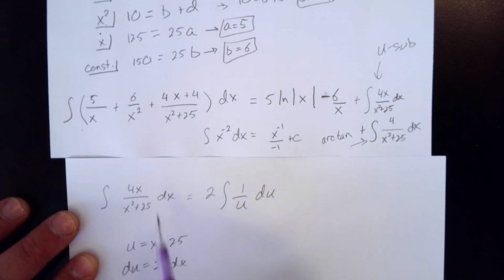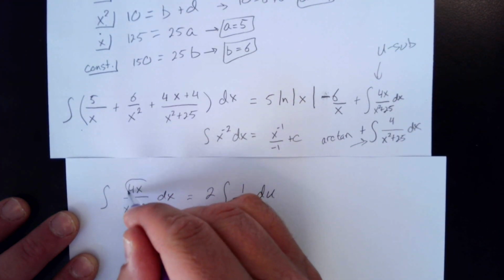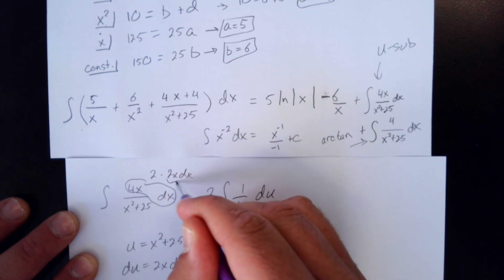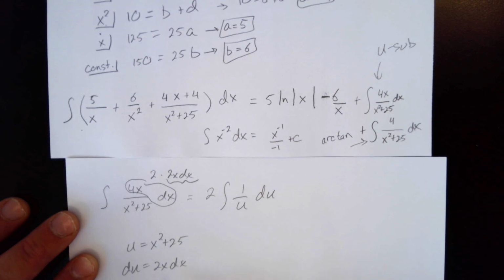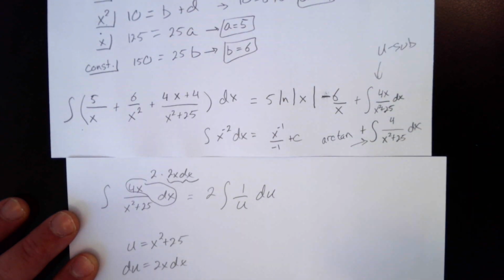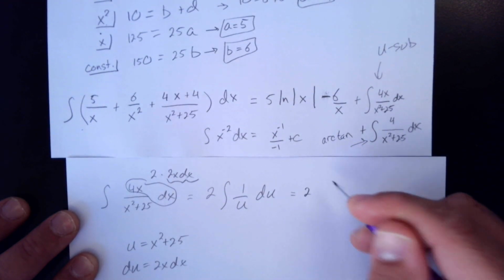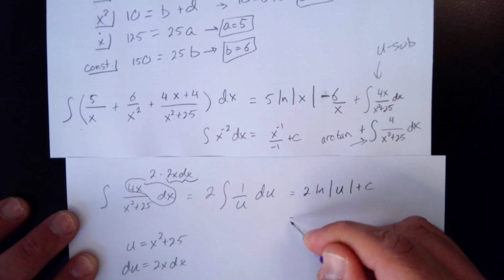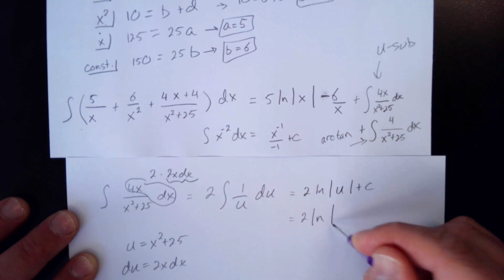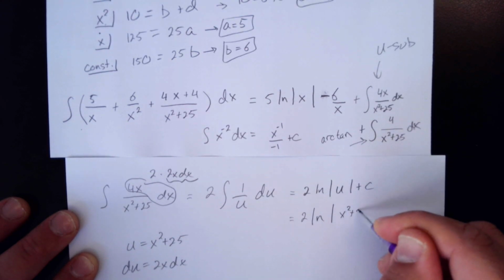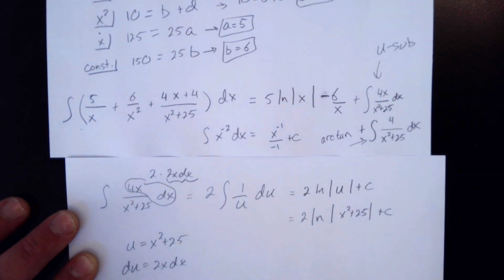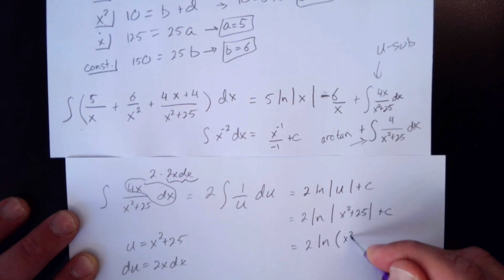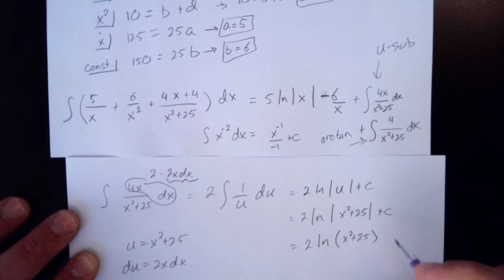The 4x dx is really 2 times 2x dx, and this 2x dx is really my du. So this I can integrate. This is 2 times natural log of the absolute value of u plus c, which is 2 times the natural log of the absolute value of x squared plus 25 plus c. But in this case, if you did forget about that absolute value, you wouldn't be wrong, because x squared plus 25 can't be negative.